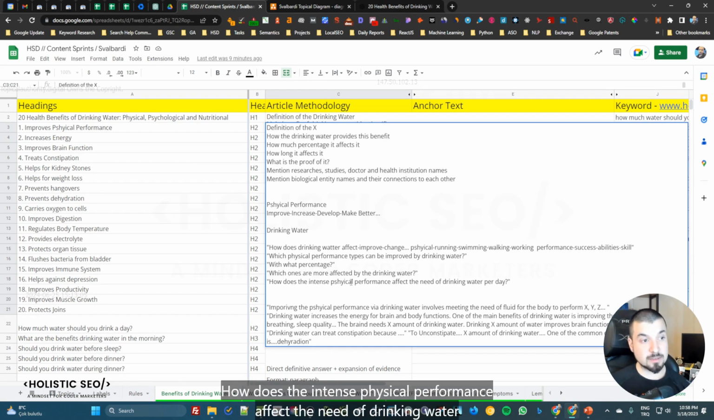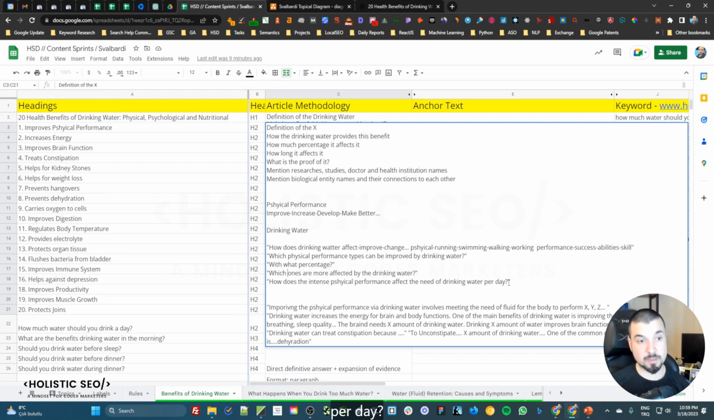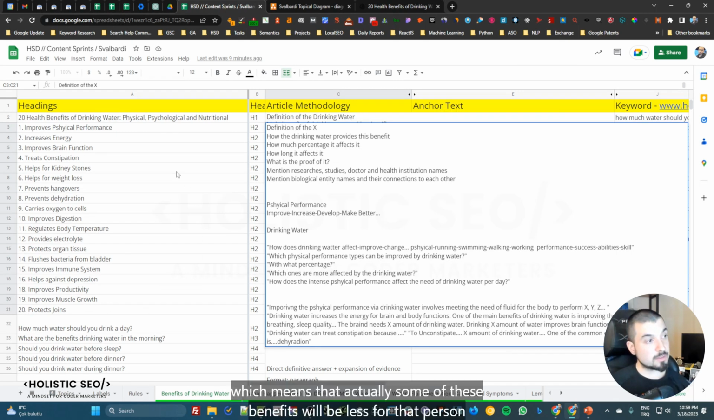How does the intense physical performance affect the need of drinking water per day? So basically, if a person loses so much water since the person always moves, which means that some of these benefits will be less for that person. And for that person to be able to see these benefits, the amount of water will need to be changing. And we even will be giving researches for them as well.